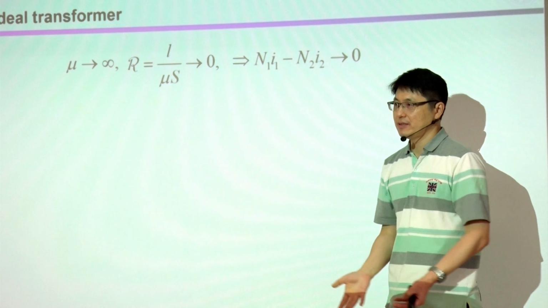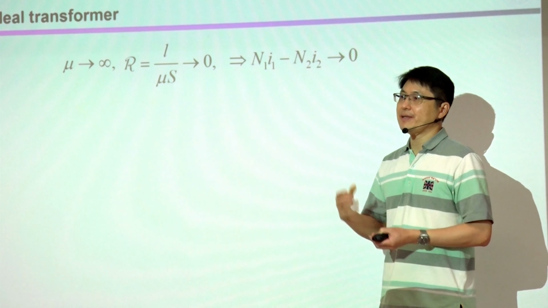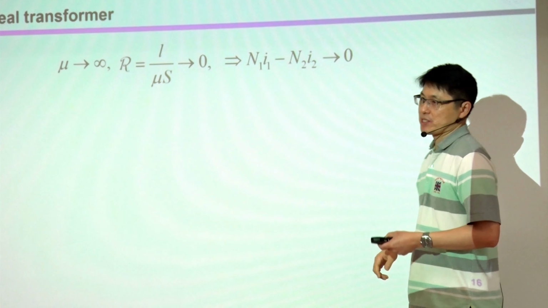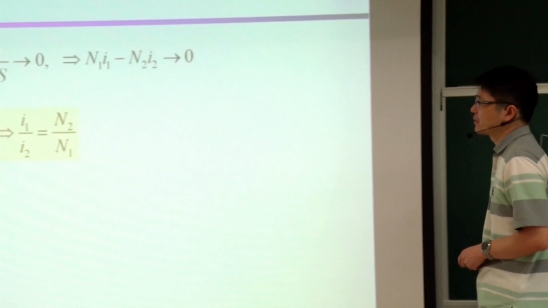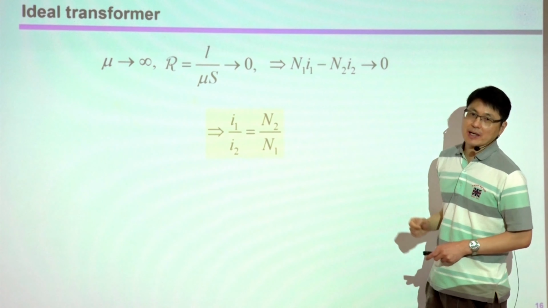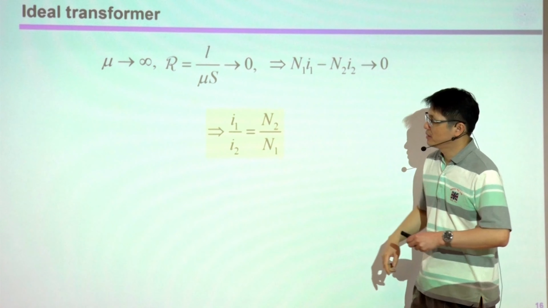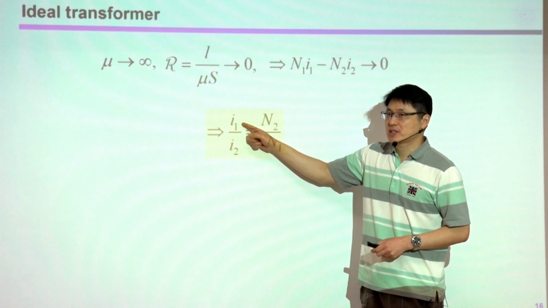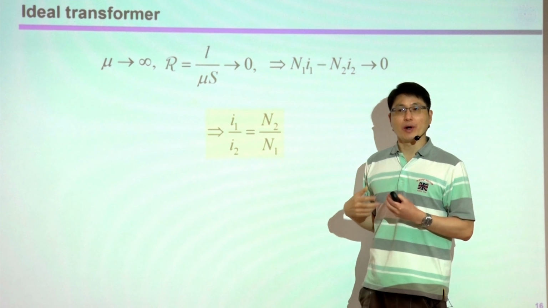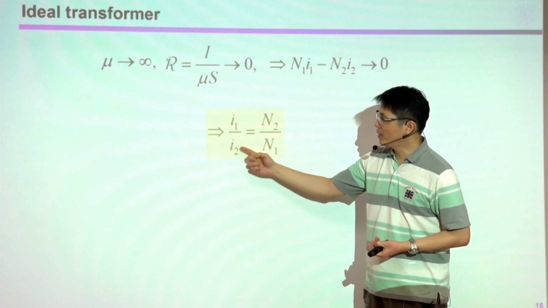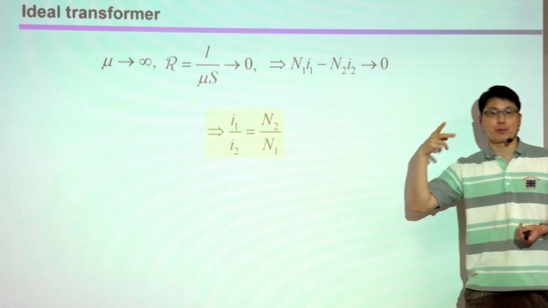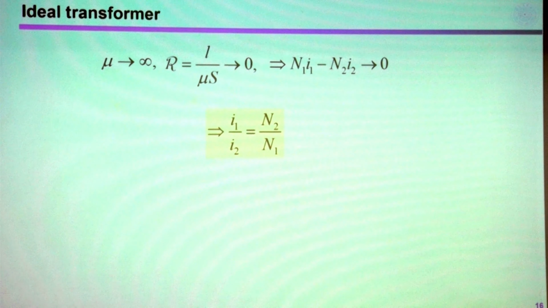Initially, you were given the result, but now you know the reason behind this ideal transformer. Since N1 times I1 is equal to N2 times I2, this is what you remembered. The currents on the two coils are inversely proportional to the winding number. The I1 to I2 ratio is N2 to N1.